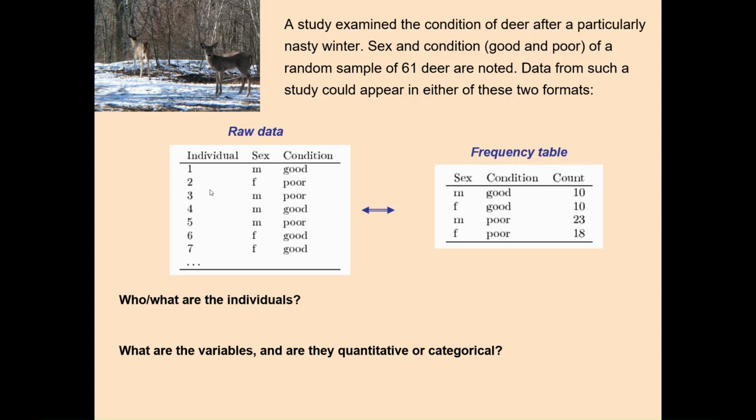All right. And I got us another example here. And there's a couple interesting things to talk about here. But let's go ahead and read it. So it says a study examined the condition of deer after a particularly nasty winter. Sex and condition, good and poor, of a random sample of 61 deer are noted. Data from such a study could appear in either of these two formats.